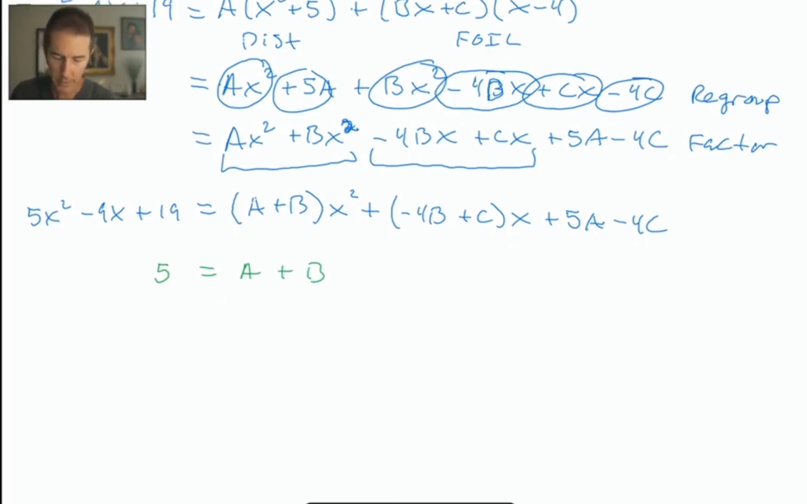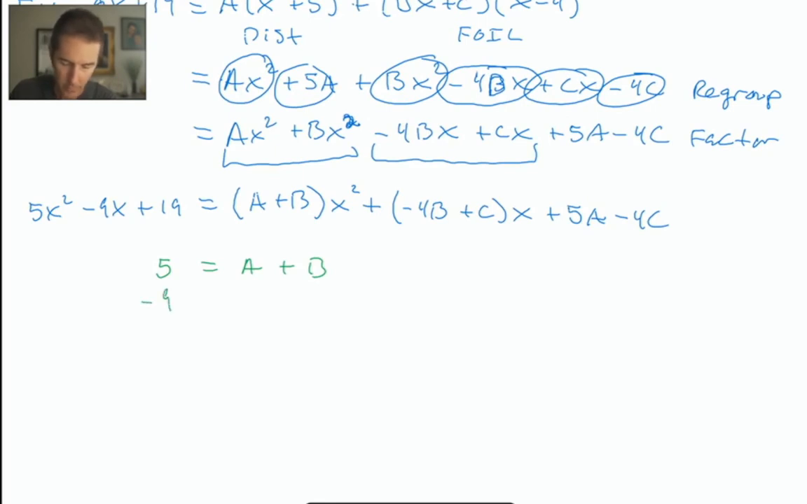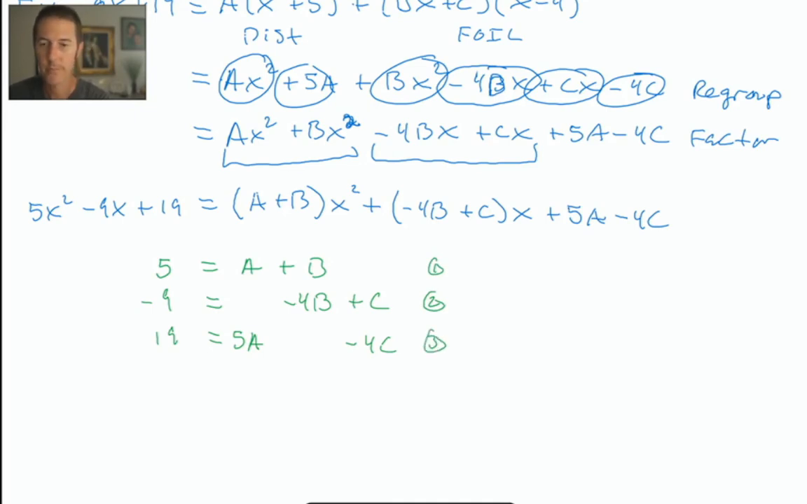How many x's do I have on the left-hand side? Negative 9 of them. How many x's do I have on the right-hand side? I have negative 4b plus c of them. I'm equating the coefficients. Negative 9 is the coefficient on x on the left-hand side. Negative 4b plus c is the coefficient of x on the right-hand side. Let's equate our constants. I have positive 19 as a constant value on the left, and I have 5a minus 4c on the right-hand side. And if we label these 1, 2, 3, we've created our system of equations. Not bad.